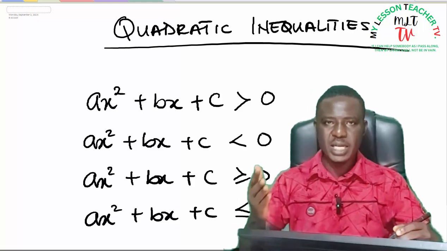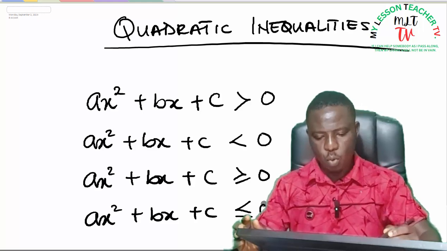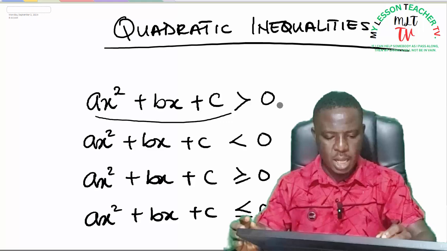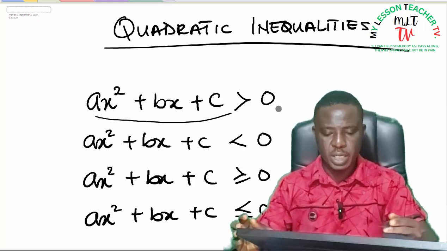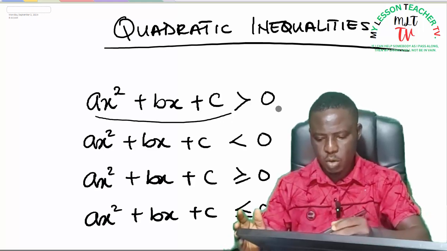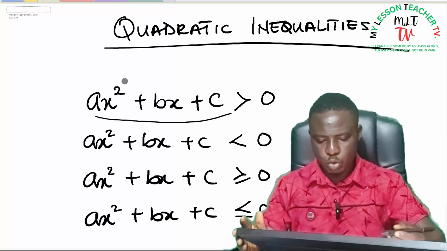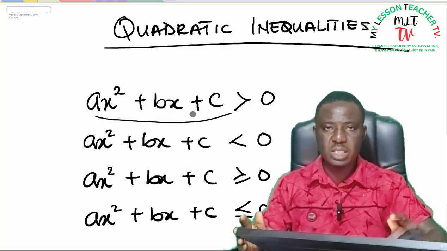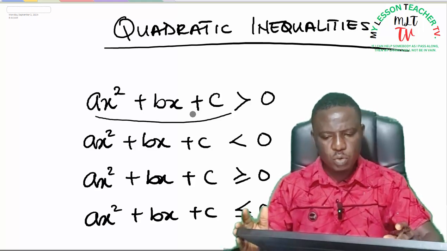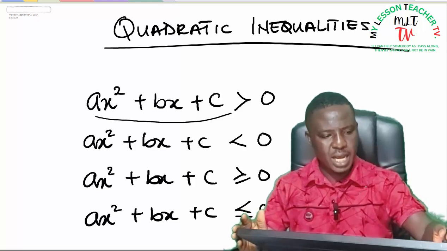So I did explain to you that a quadratic inequality is an inequality where one side is a quadratic expression and the other side is 0. So you can have it in this form. And how do we know it's quadratic? Quadratic in the sense that the highest power of the variable is 2, where a, b, and c are constants. So, how do we solve quadratic inequalities? We shall take an example.